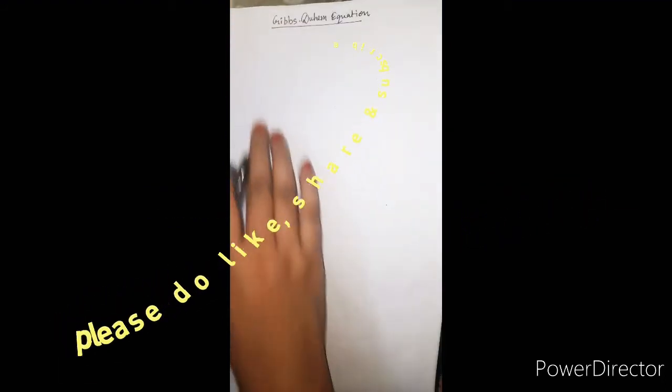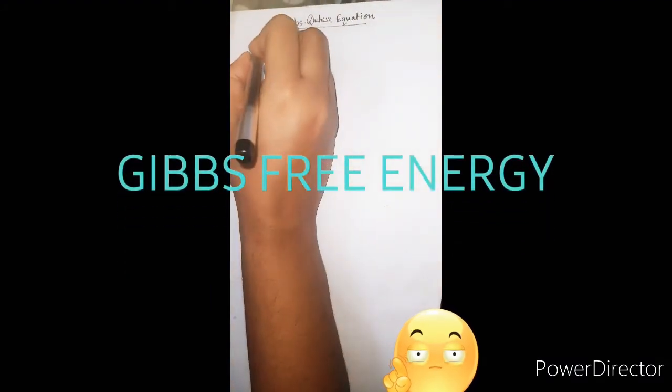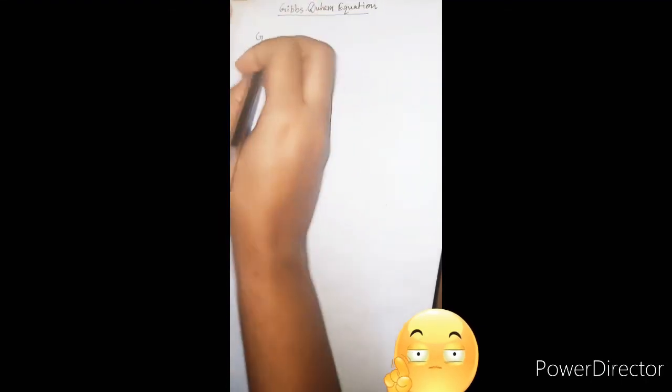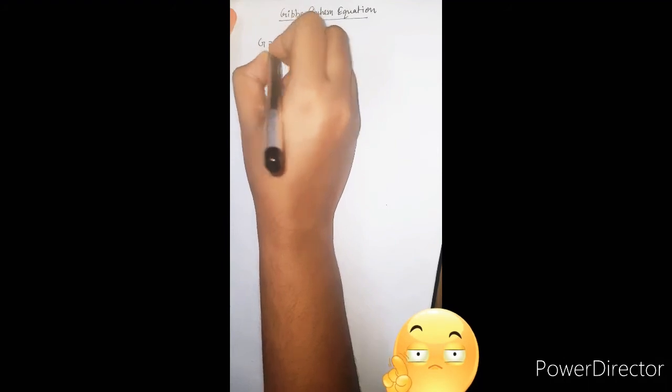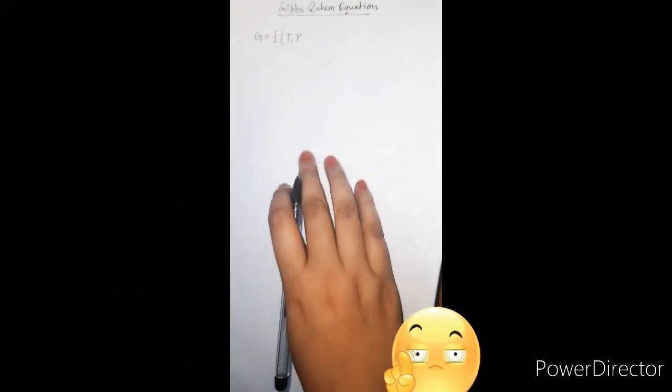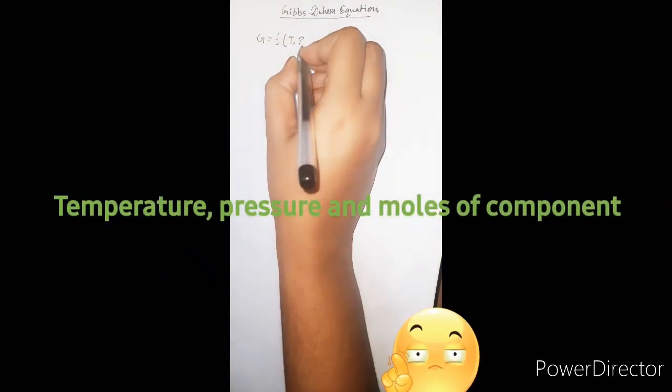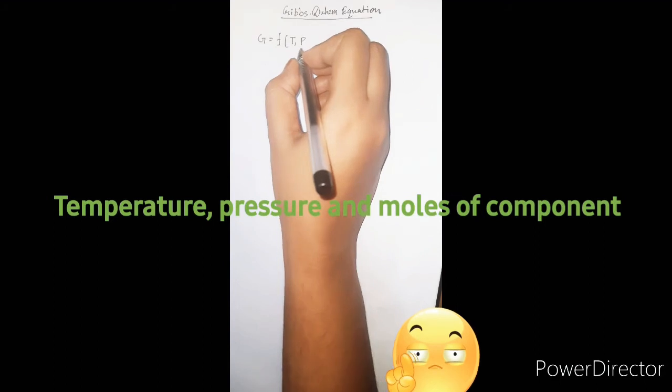Now the Gibbs-Duhem equation is basically an equation for the Gibbs free energy, which is denoted by G. Gibbs free energy G is a function of temperature T and pressure P, but it is not only a function of temperature T and pressure P, it is also a function of the constituent gases which are present in the mixture or in the system.